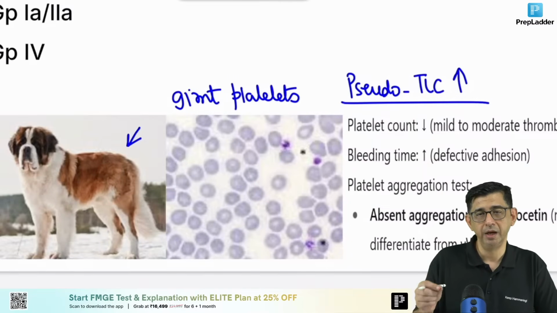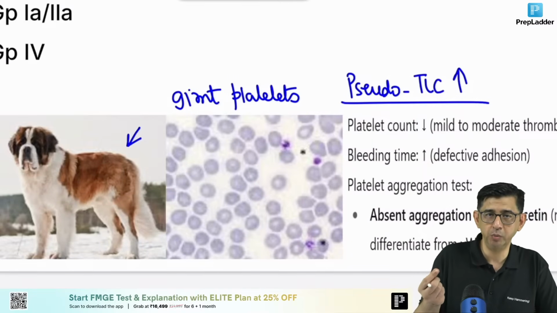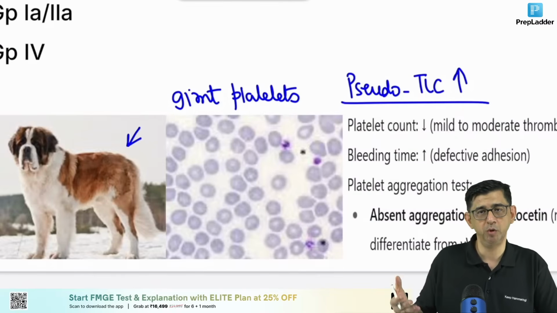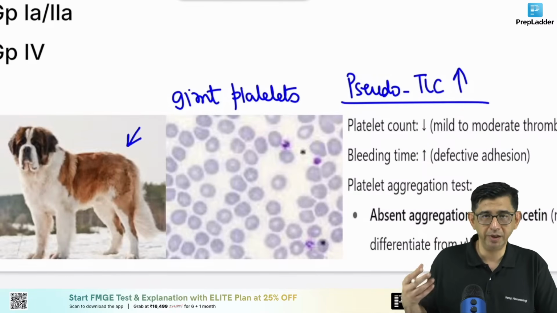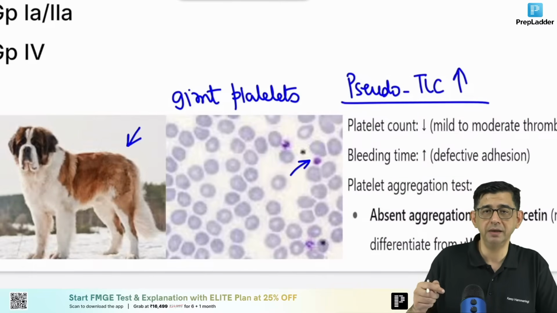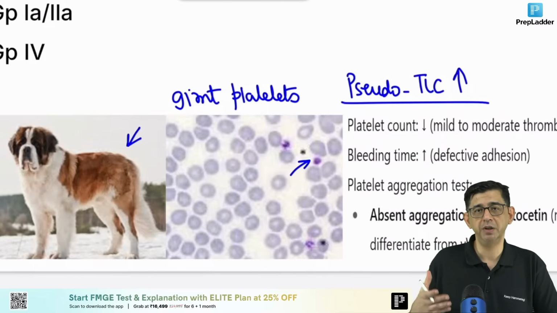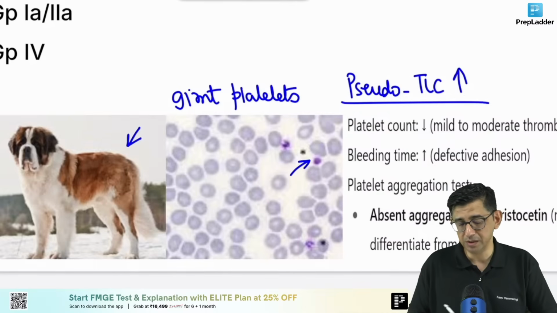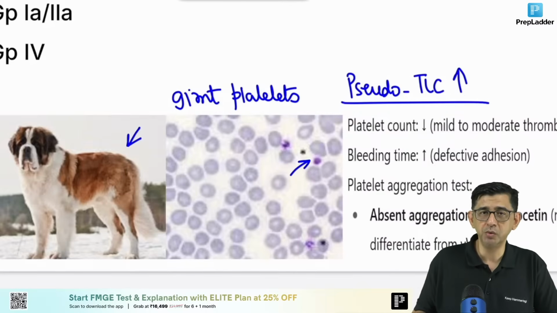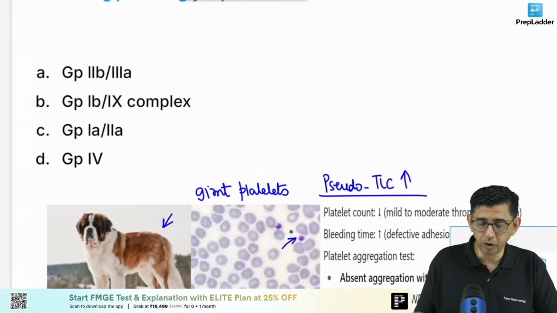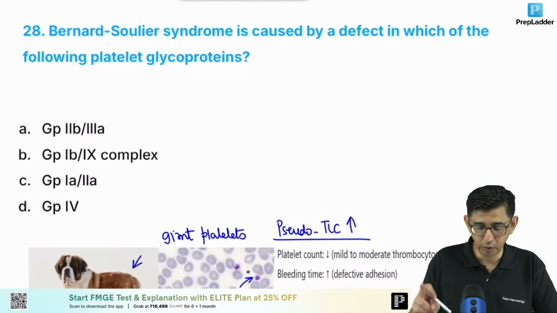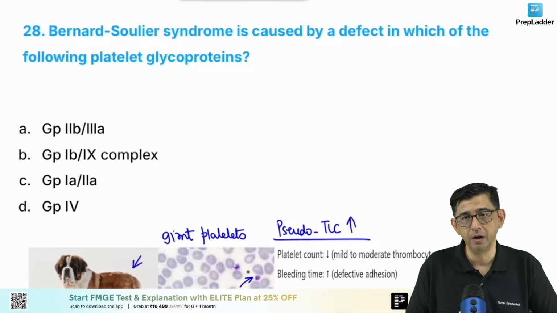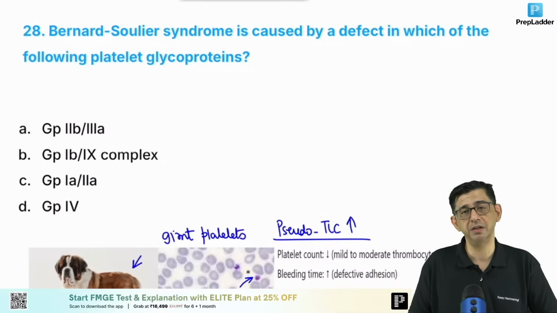Coulter machine is the machine that is able to measure the size of the RBCs, WBCs and platelets. Some of the platelets in this condition can be so big that they look like a white blood cell, and therefore the machine might give an erroneous report of an increased TLC in a patient. Bernard-Soulier syndrome is a problem of sticking of the platelets. It is big platelets and they don't stick. Now, when they don't stick, the adhesion part is defective.